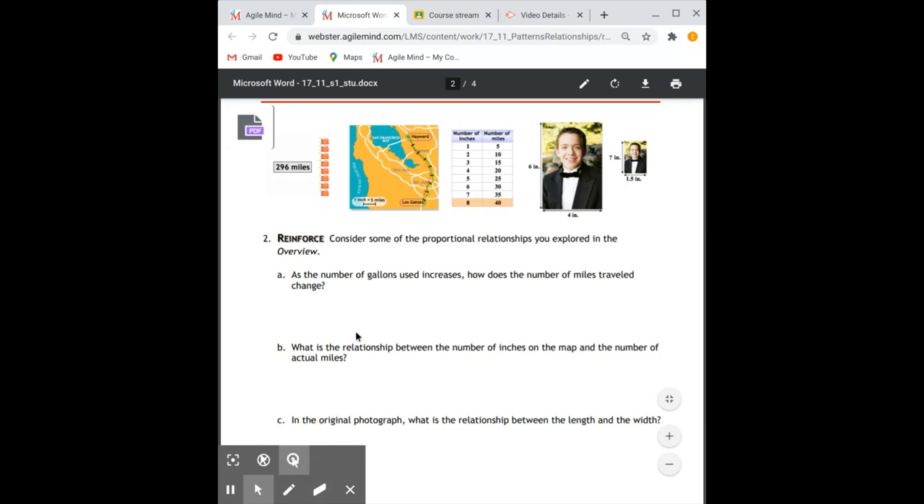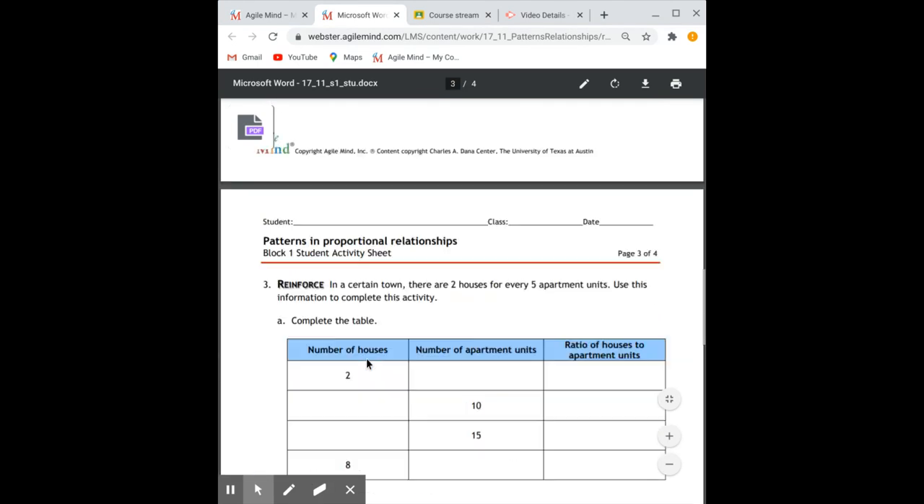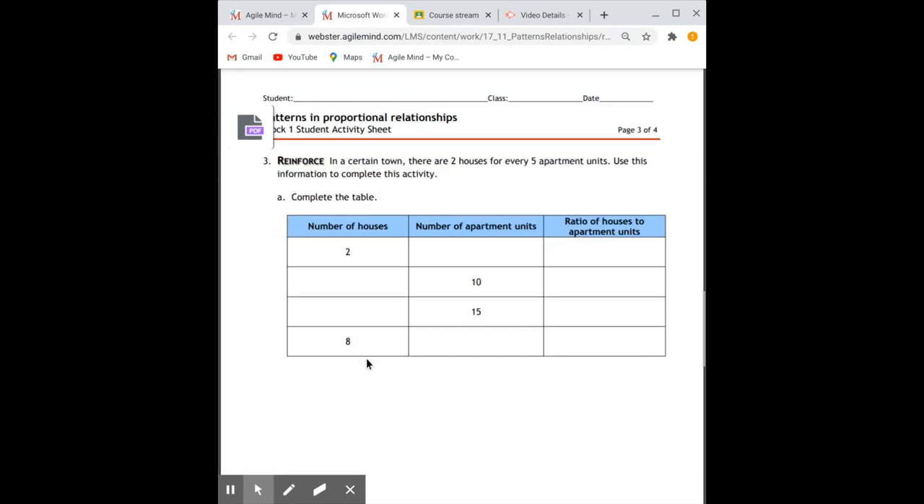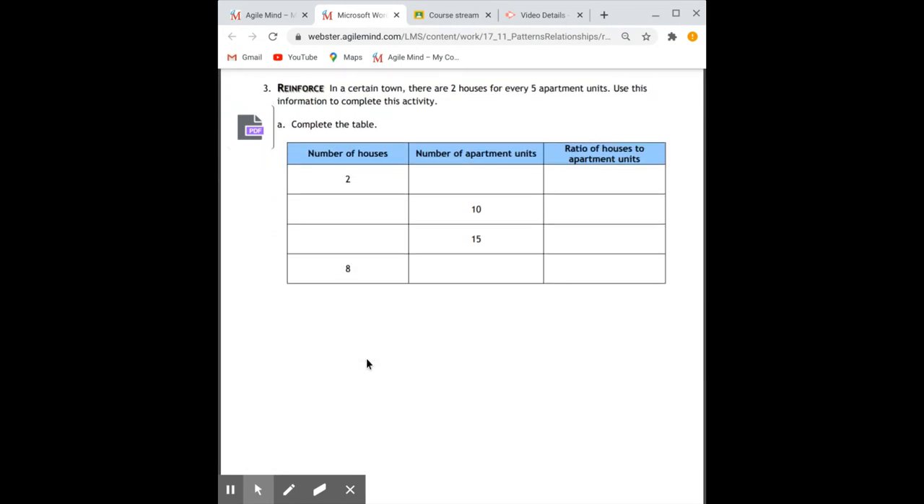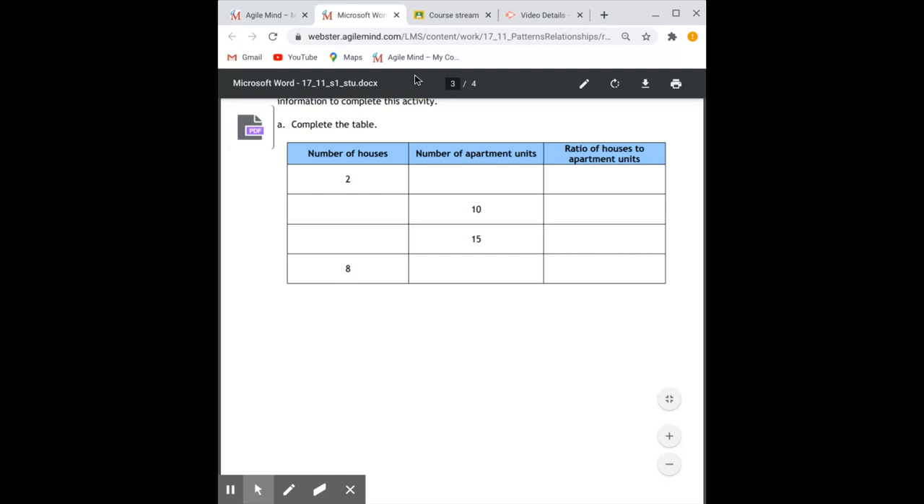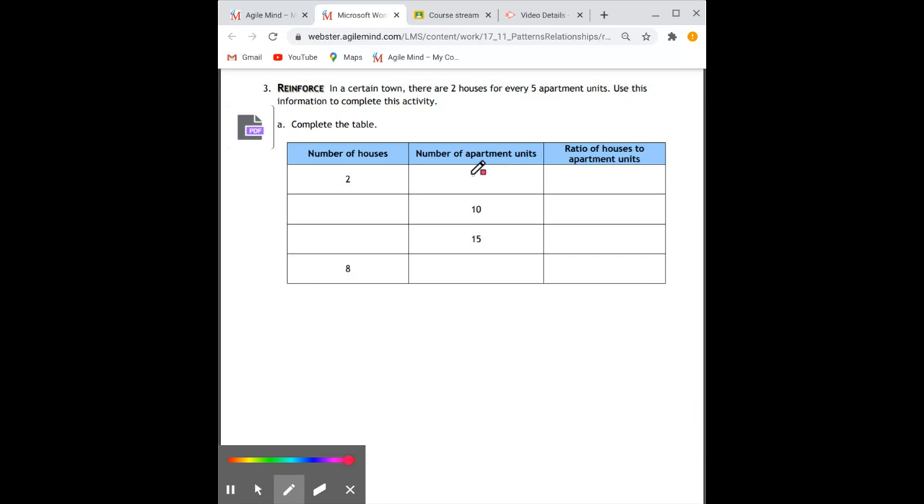All right, and last but not least, number 3. In a certain town, there are 2 houses for every 5 apartment units. Use this information to complete the activity. We want to complete the table. So if there's 2 houses, how many apartments are there? 5. Great. So what would that ratio be? 2 to 5. Good.